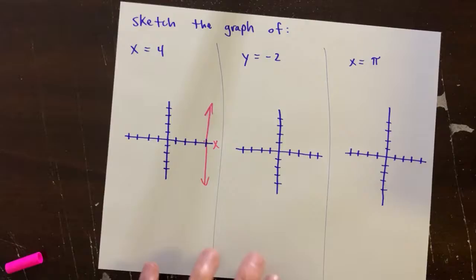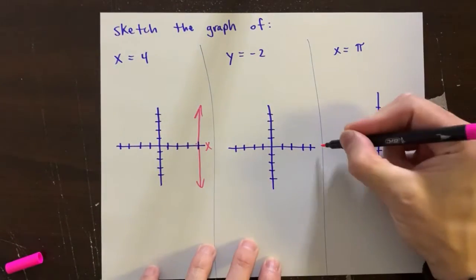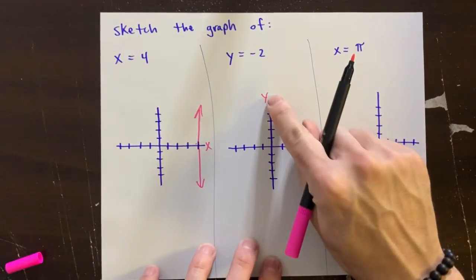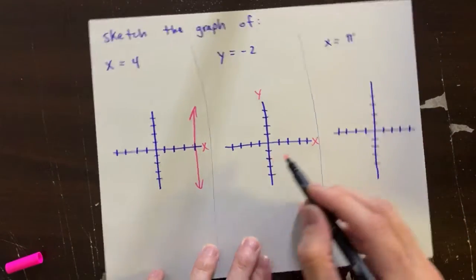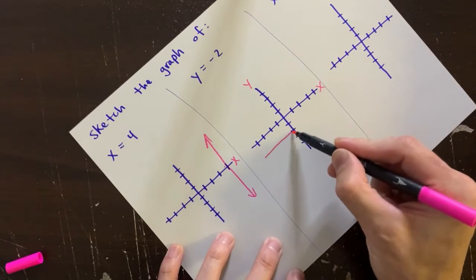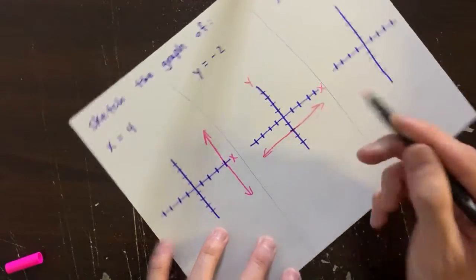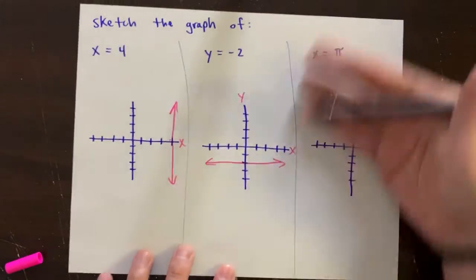What about this one here? Y equals -2. Well, for that, we go to the y-axis. And then we go to -2, which would be down here. And the line that we draw would, of course, be a horizontal line. Okay. What about this one here?